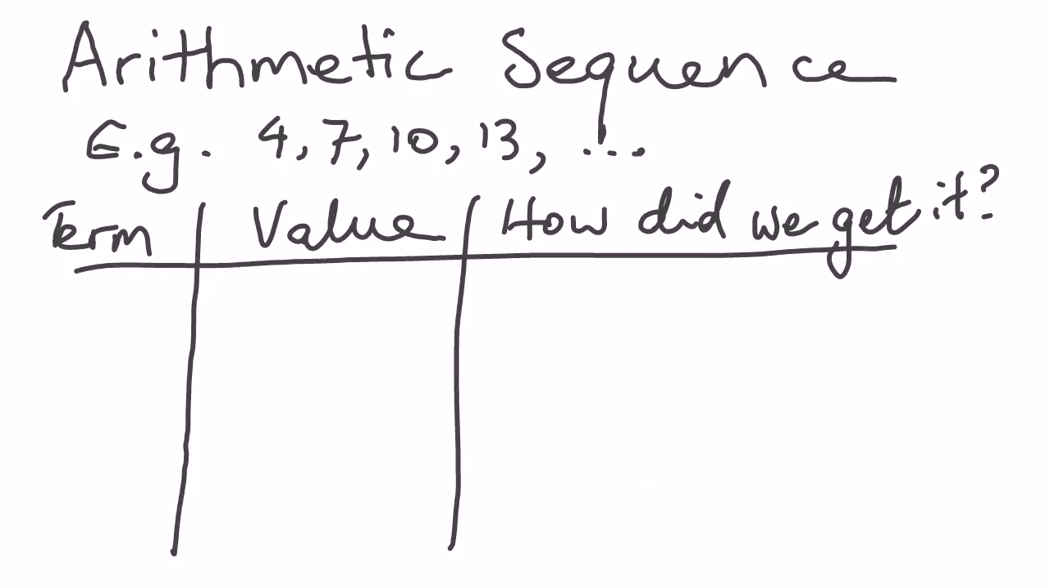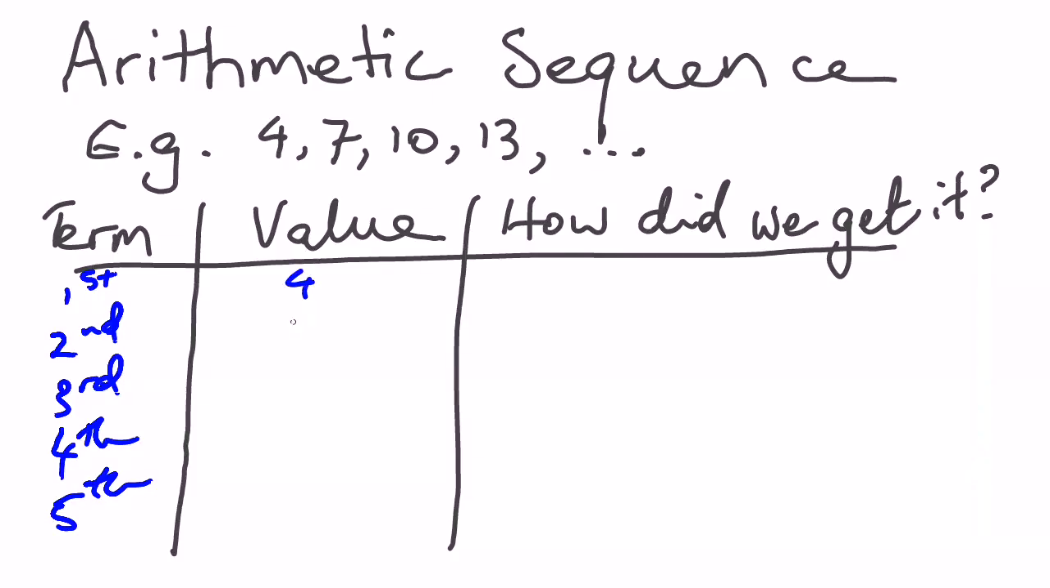So what we're going to do is look at this table. I've just put in the first 5 terms. So in this sequence we've got 4 and then 7 and then 10 and 13. And I hope that you can see that the next one is going to be 16.